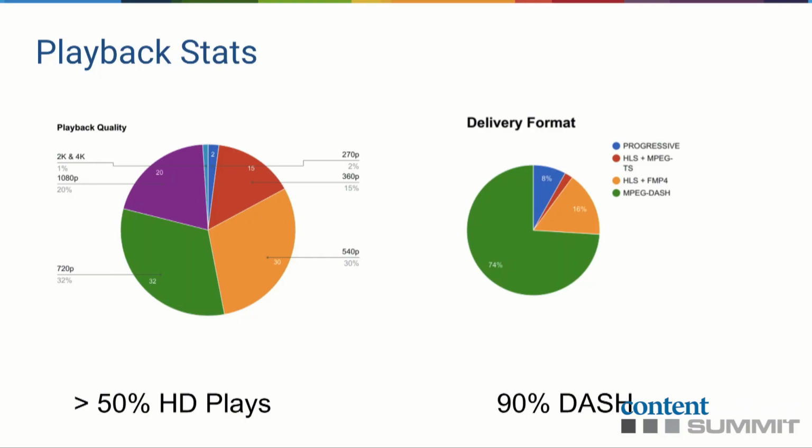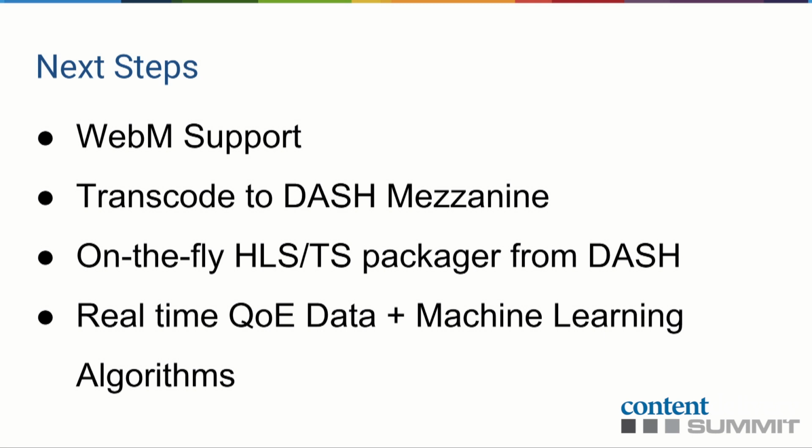And these are the playback stats. We're doing about 90% DASH if you add up HLS with fragmented MP4. Obviously, we still have progressive, and we are working on how to address that. We have more than 50% HD plays and a small percentage of 4K plays. We're working on improving that, and we are adding WebM support or HEVC, things that could make us play 4K even at a lower bandwidth.